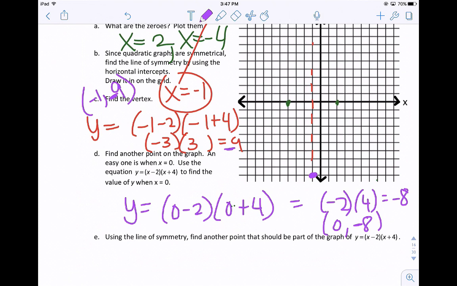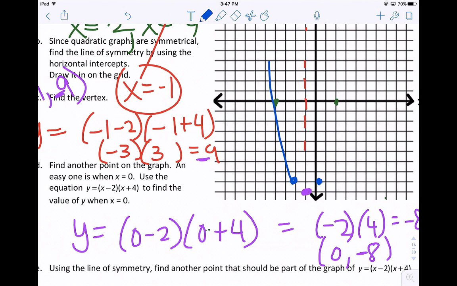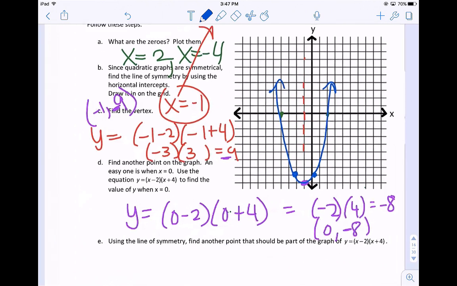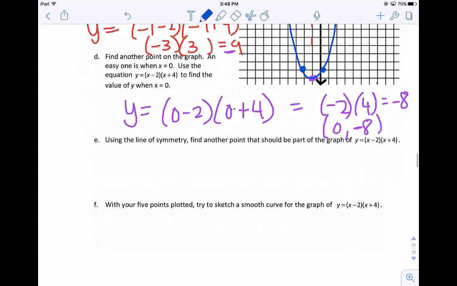So 0, I'll use a different color here. 0, negative 8 is right here. Using the line of symmetry, go the same direction across. So here's the other point. And we can now draw a smooth curve connecting our 5 points. Okay, let's try that one more time, the high quality graph. Okay, so we did the rest.